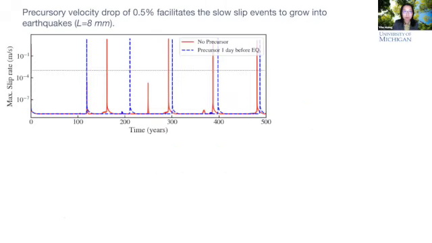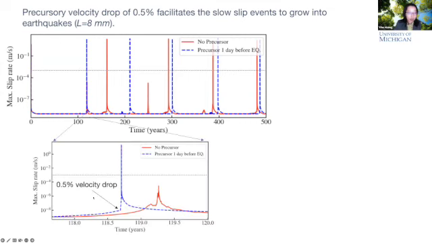Because of this reduction in the nucleation size, the precursory velocity drop can actually facilitate the slow slip events that I showed earlier to grow into earthquakes. And here I want to show the relatively larger L simulations first because they are relatively simple. If you look at the first time when the slow slip events grow into earthquakes, you can see that after we have this precursory velocity drop, there is actually a really fast and abrupt linear growing of the slip rate to the seismic values.